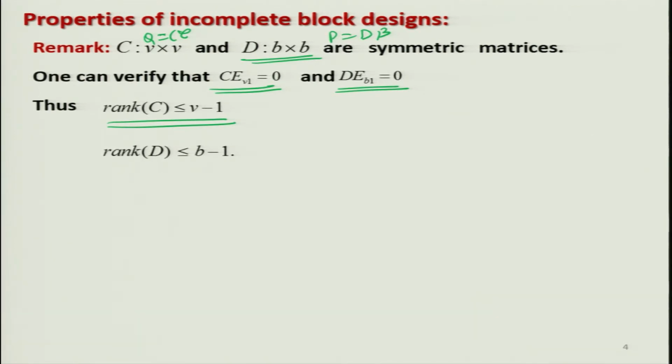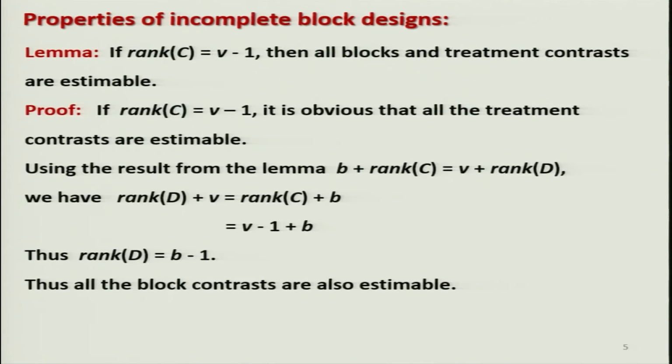Similarly, consider the matrix D. D is a B cross B matrix, but we know that there is at least one constraint. So whatever the rank of D, it is assured that it is not going to be full rank, that is B. Because of this one constraint, the rank is deficient at least by 1. So we can write in general that rank of D is less than or equal to B minus 1. Right. So that is a very important result that we will see.